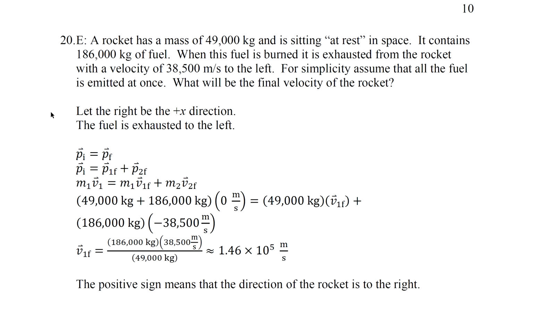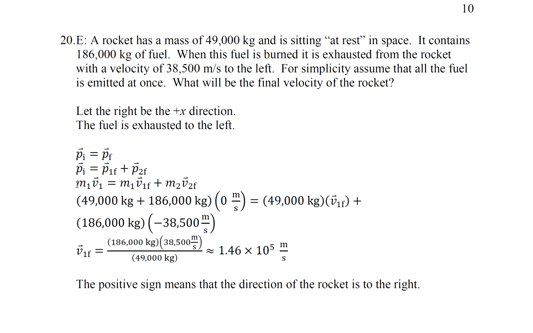So let the right be the positive x direction, and let's let the fuel be exhausted to the left, because that's given to us. So this is the law of conservation of momentum. The total momentum in the beginning equals the total momentum in the end. So draw two images. First, the rocket at rest, that's the initial image. The final image is the rocket going to the right and the gas going to the left.